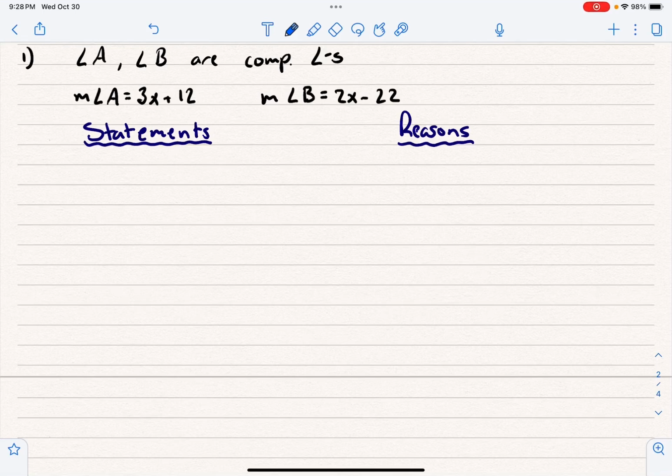Good morning, everybody. We're going to go ahead and take a quick look at your homework from yesterday. You had those three problems. There were two typos in the directions. One, the direction said find the measure, not find the measure. But also, you weren't actually supposed to find the measure of the angles as much as you're supposed to find the value of the variables.